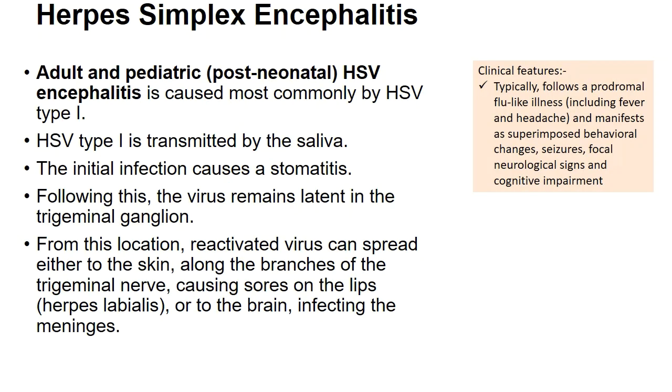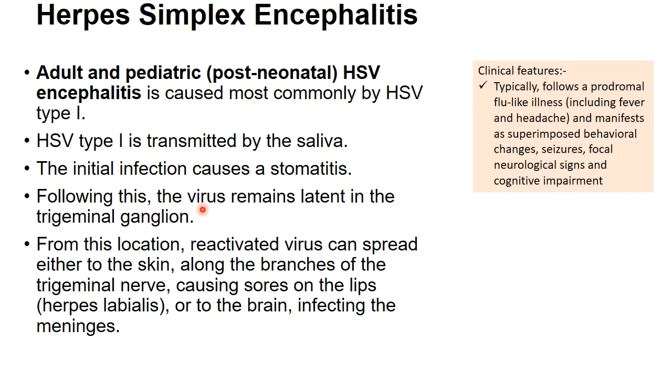Now moving on to herpes simplex encephalitis. Herpes simplex encephalitis, basically you must note, is caused by herpes simplex virus type 1. This is transmitted via the saliva, right? The initial infection is a stomatitis, and following this the virus remains latent in the trigeminal ganglion.